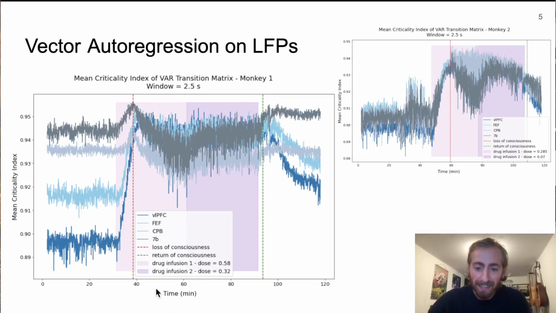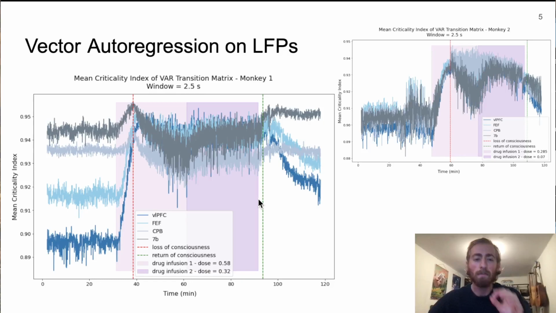So on the x-axis is time in the trial in minutes, and on the y-axis is the mean criticality index for each window across all 4 brain regions. Also, we have the drug infusion portion in purple, as well as the time of loss of consciousness in red, and the time of return of consciousness in green.